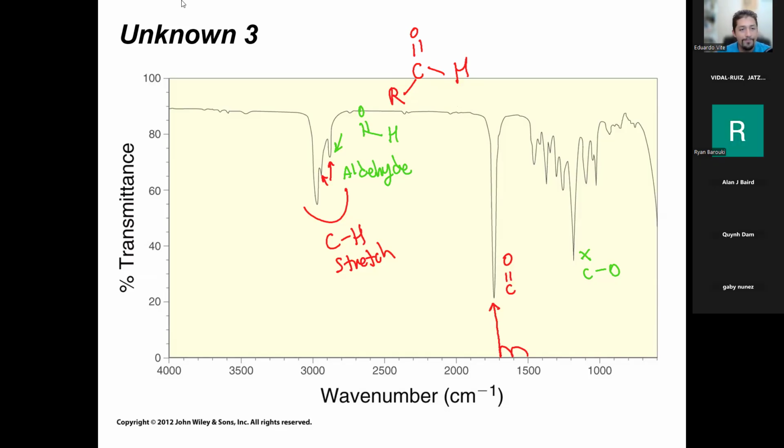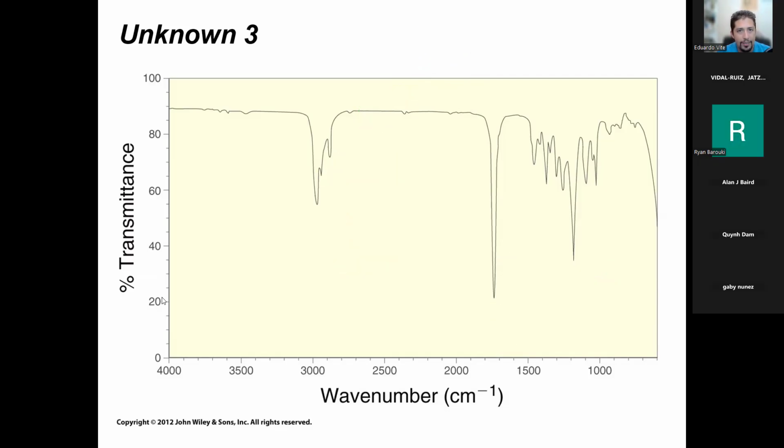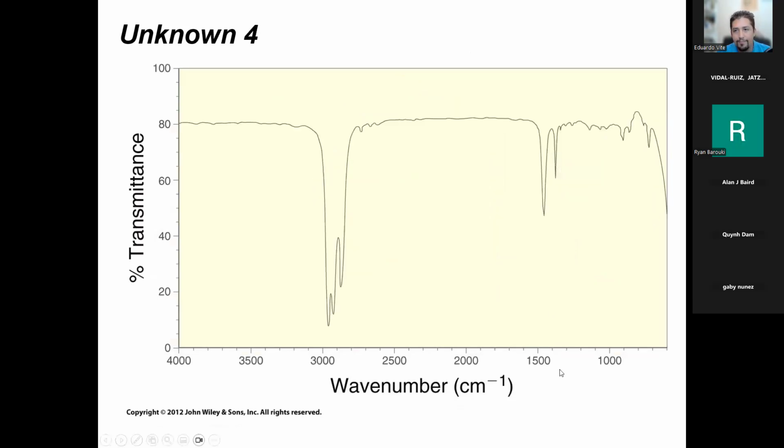All right. And again, just more practice. That's really it. What's the shortcut? Do it again. Do it again. Keep doing it. Okay. Let's look at the next one. What's this one here? Fairly clean spectrum.